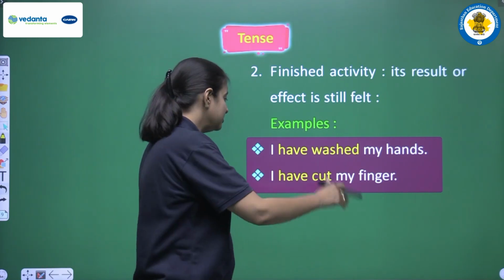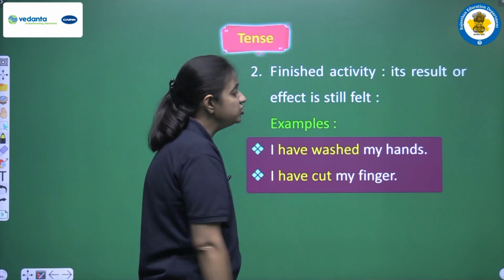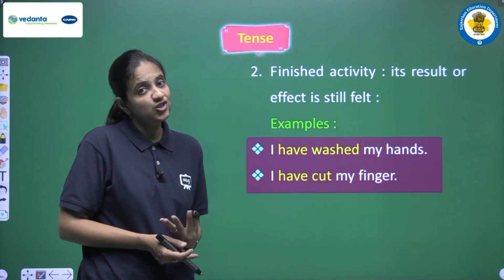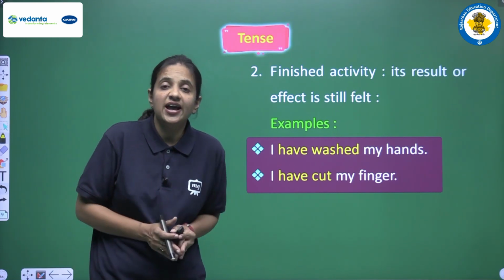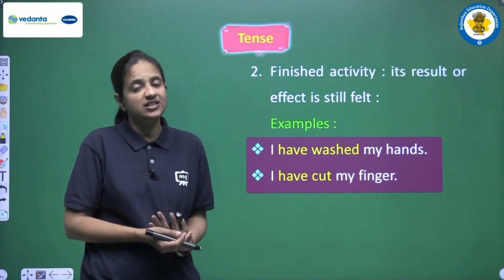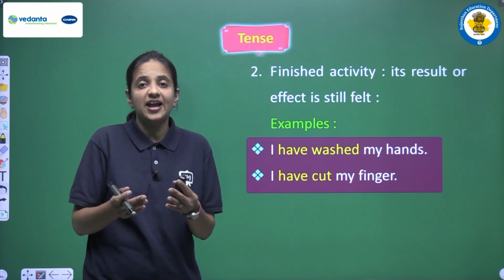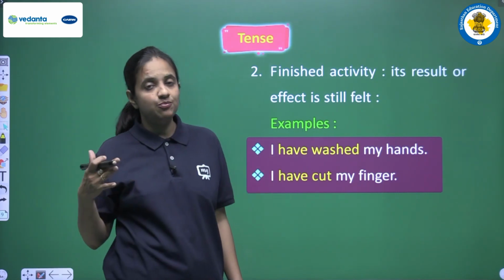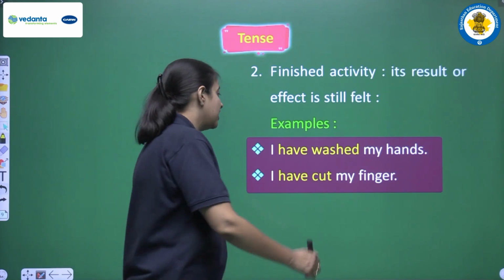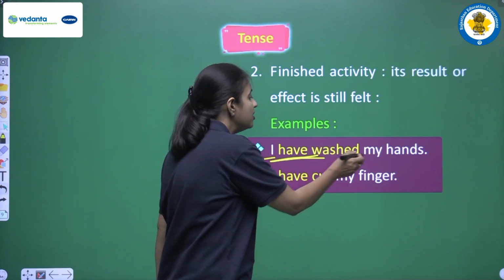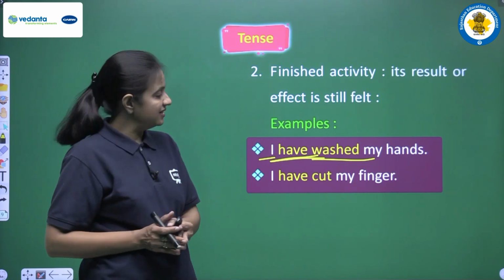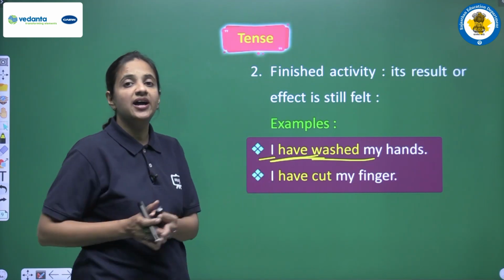Like if I am writing the sentence that I have washed my hands. Okay, so yes, ये जो activity है ये तो finish हो चुकी है, but जो जो hands है वो अभी भी clean है. So this is the reason that we are using present perfect structure in this sentence. And for I we are having have, and we are having the third form, that is washed. So our sentence is I have washed my hands.